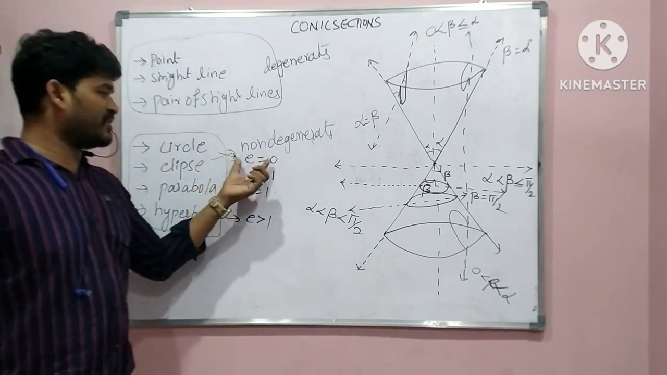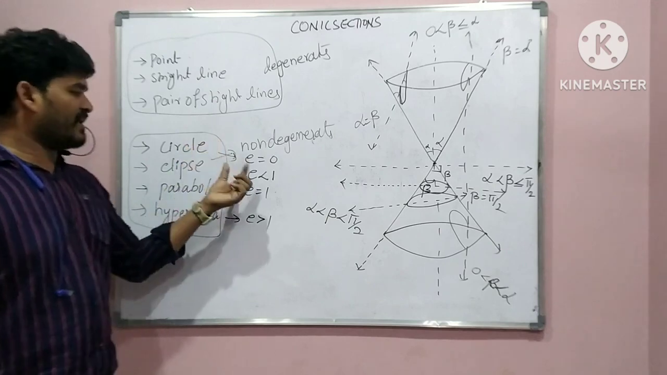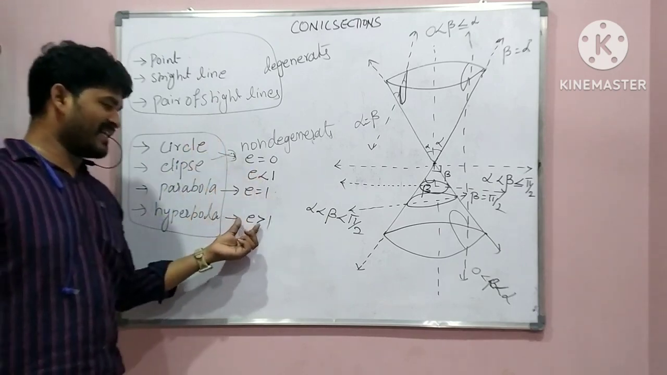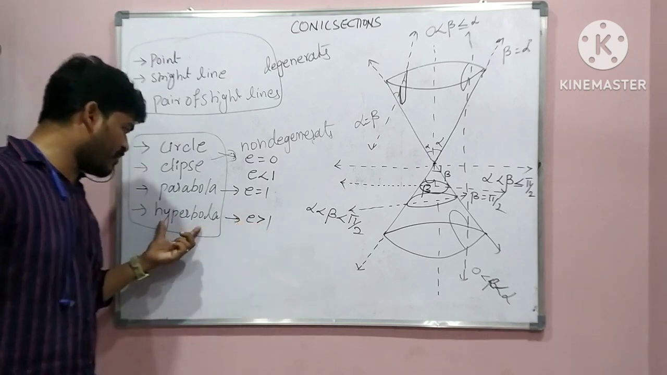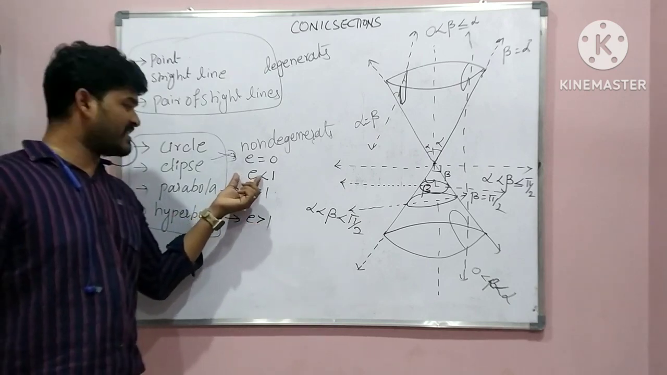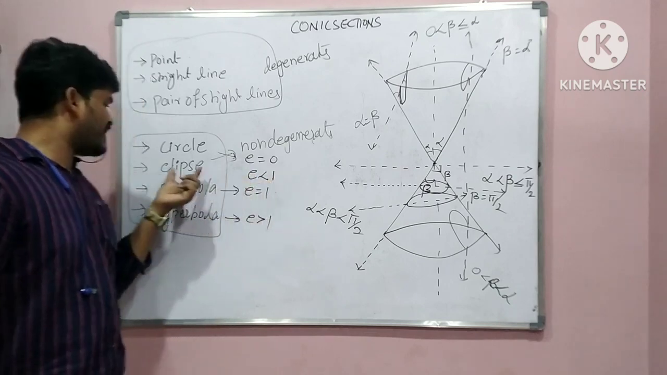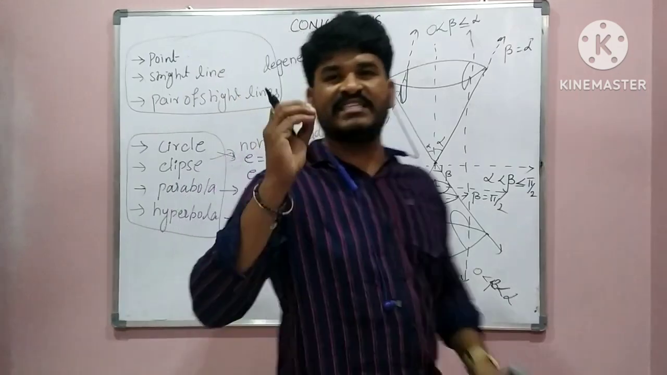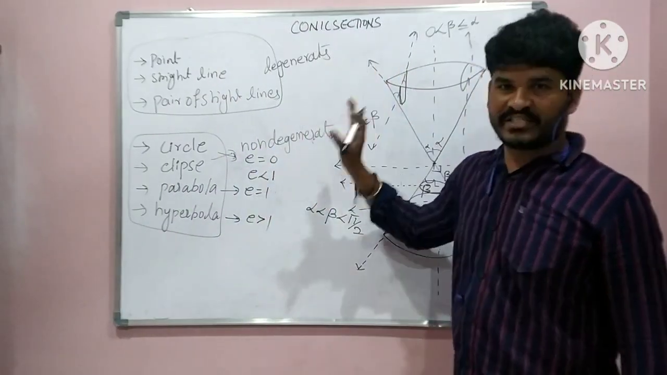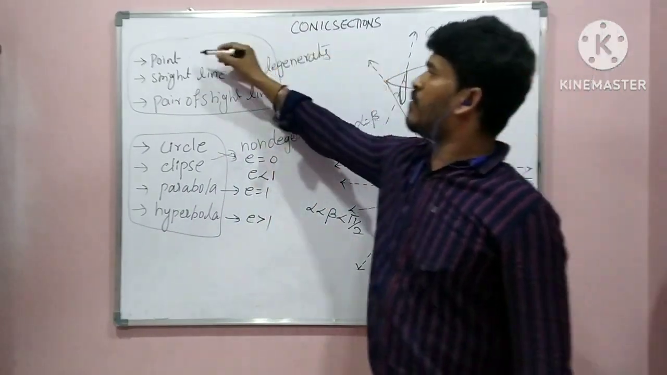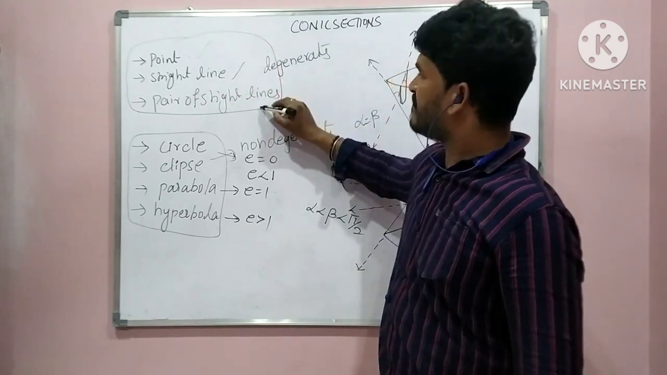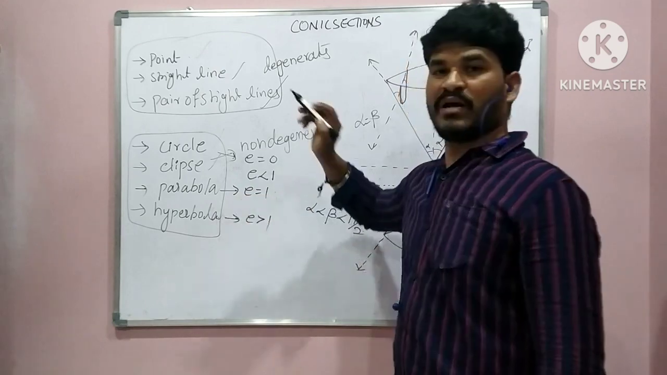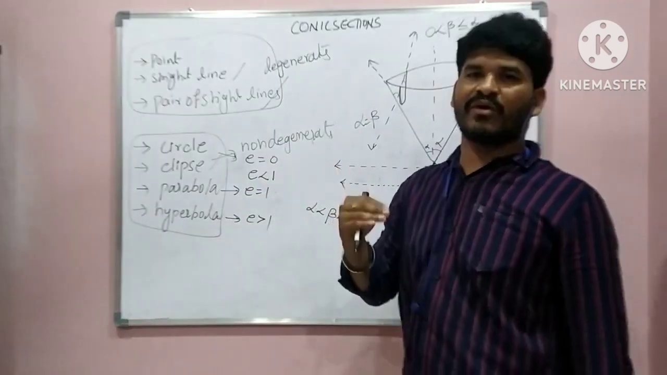Whenever the eccentricity is equal to 0, it represents a circle. Whenever the eccentricity is equal to 1, it represents a parabola. Whenever the eccentricity is greater than 1, it represents a hyperbola. Whenever the eccentricity is less than 1, it represents an ellipse. This is the basic topic of conic sections. In conic sections, there is the point, the straight line, the pair of straight lines, the circle, ellipse, parabola and hyperbola, which will be discussed topic by topic.